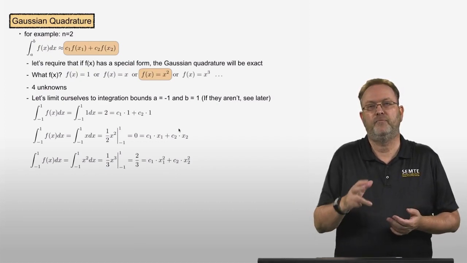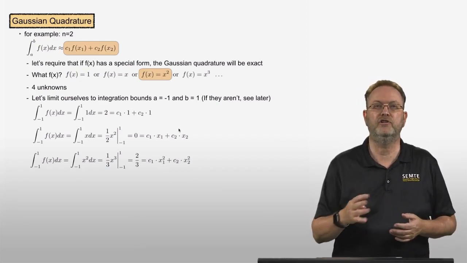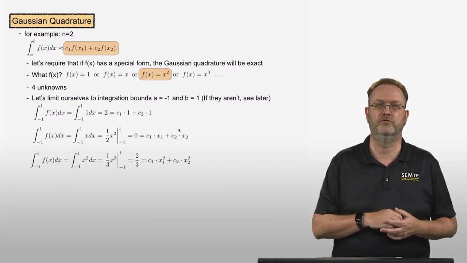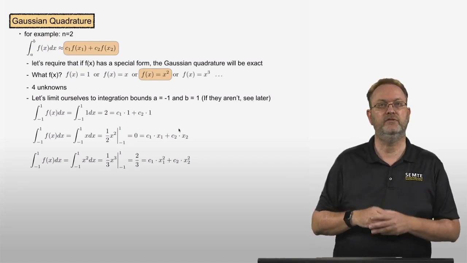Up till now I have 3 equations, but I have a total of 4 unknowns: c1, c2, x1, x2.